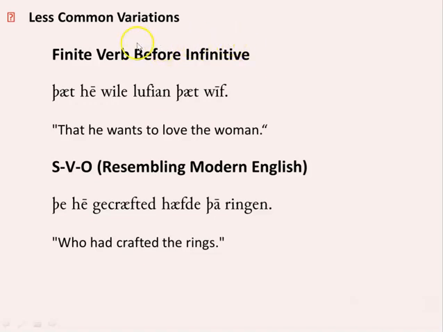All right, you can have less common variations. A finite verb before the infinitive: that he willa luvian that weef. So the finite verb is here before the infinitive: that he wants to love the woman. Same interpretation as before. SVO, resembling modern English: so there he crafted havde the ringen. So you've got subject, verb, this combination here, and then you've got the object: nominative, conjugated verbs, and object, accusative.